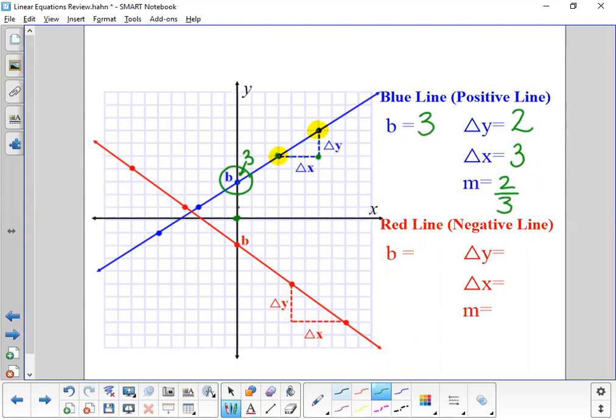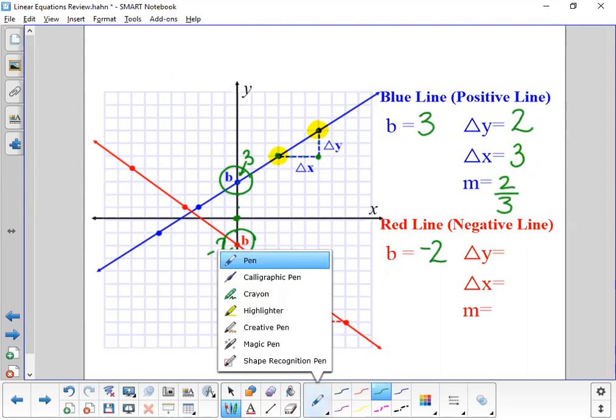Now let's take a look at this red line. This red line is negative because as I go from left to right, it is going down. This red line also happens to be crossing the y-axis in the negative region, but that doesn't have anything to do with why it's a negative slope. That just happens to be where it's crossing. So let's start with my y-intercept. I just circled it down here, and now I'm going to count from the origin. I'm going to count from 0, and it is 1, 2, so it's at a -2. So my b is -2.